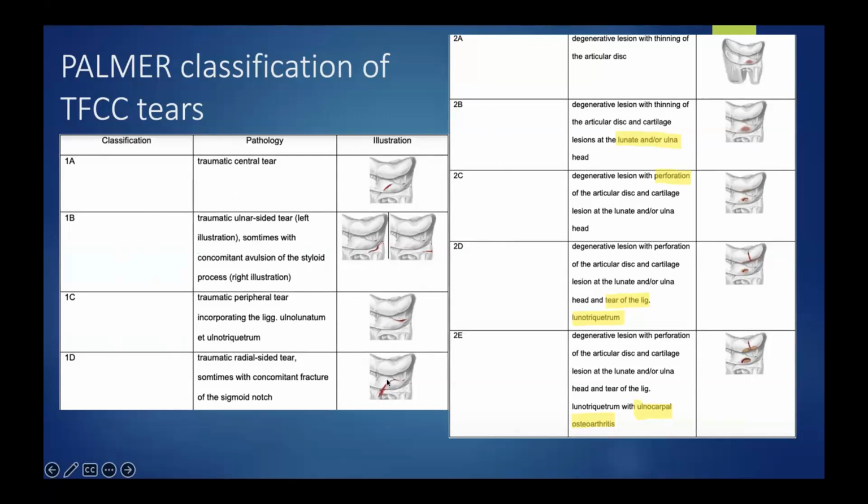So this is the radial sided tear. And the type 2 entity is all degenerative tears, and 2A is degenerative thinning of the articular disc, and 2B is this confined to the lunate or the ulnar head, and 2C is perforation of the articular disc at the lunate or the ulnar head, and 2D is associated with tear of the lunotriquetral ligament, and 2E is associated with ulnocarpal osteoarthritis.